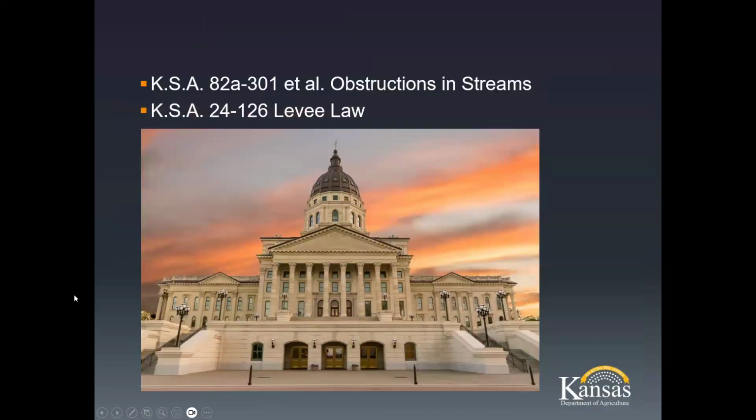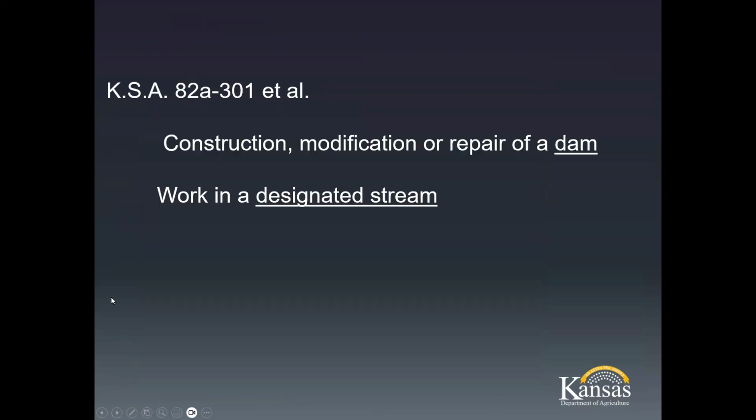There are two state laws that the Division of Water Resources upholds: KSA 82a-301, obstructions in the streams, and KSA 24-126, the levee law. We will talk about each of these in detail and what requires a permit for each of these. So let's start with KSA 82a-301 et al.